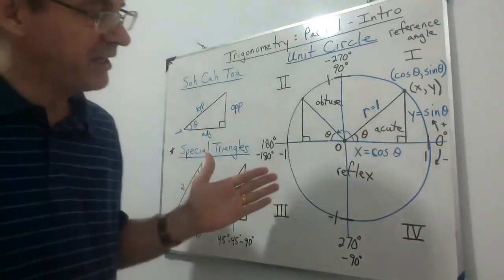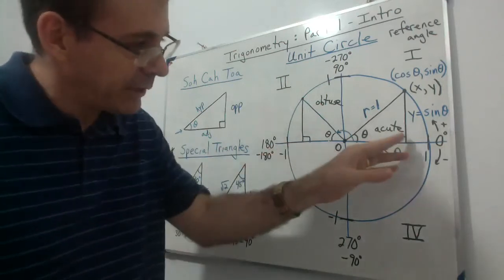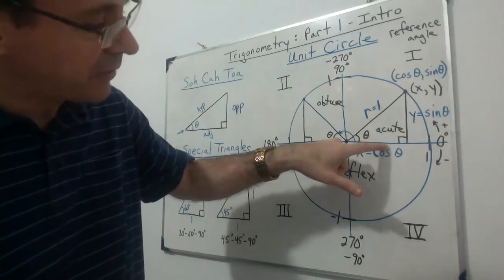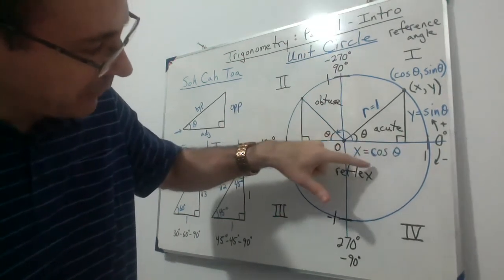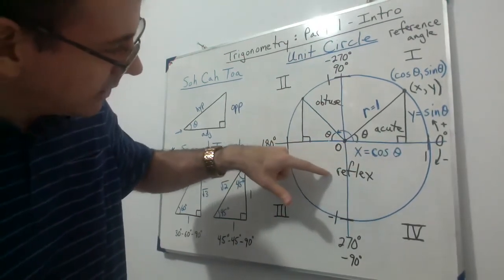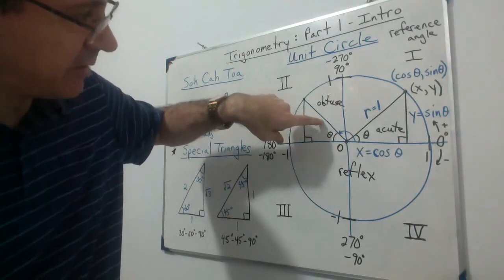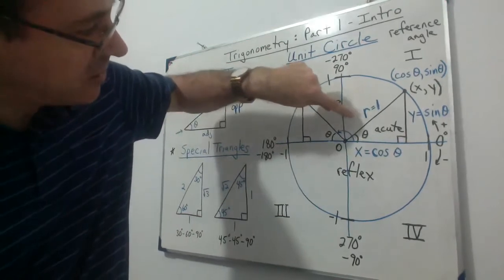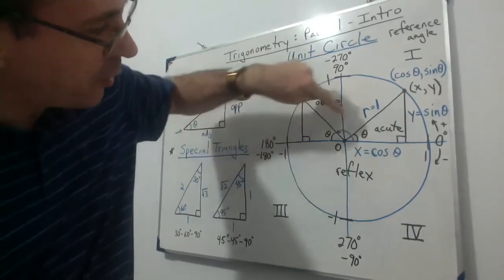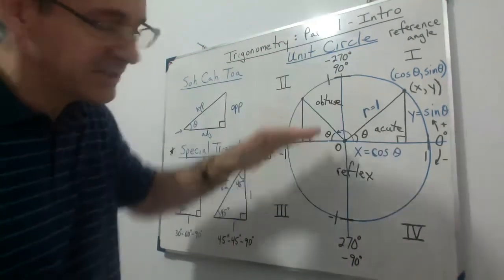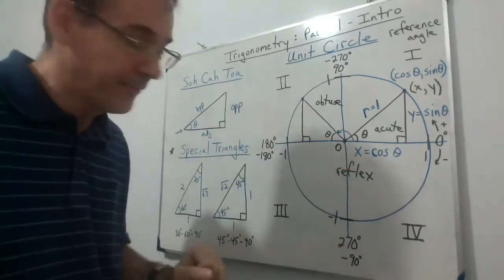So you can see that your reflex, if we go backwards from the 0 this way, your reflex covers 1, 2, into the third quadrant to get to the obtuse, or even into the fourth quadrant to get all the way around to the acute. Okay, so the reflex is the outer angle.